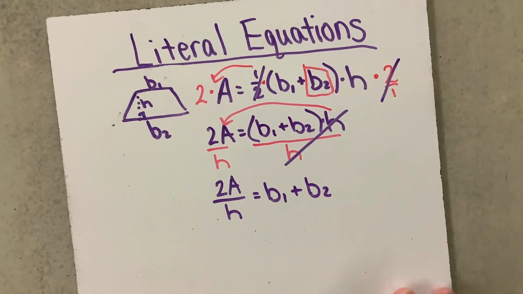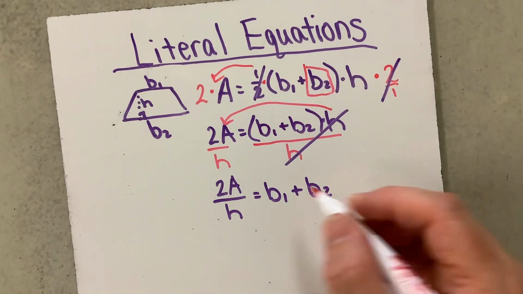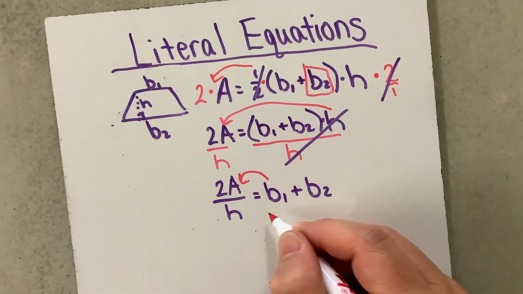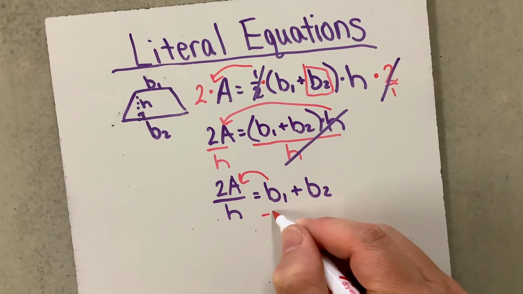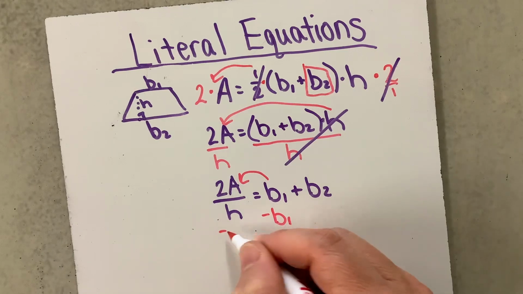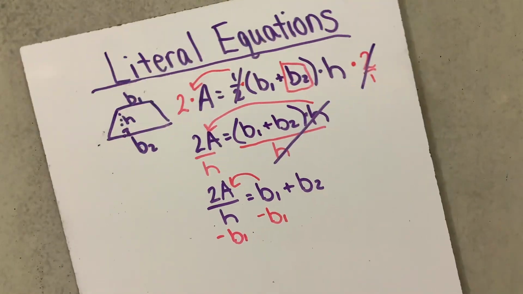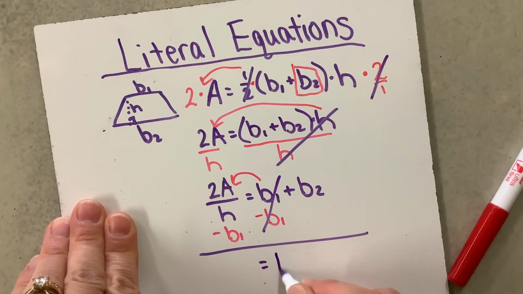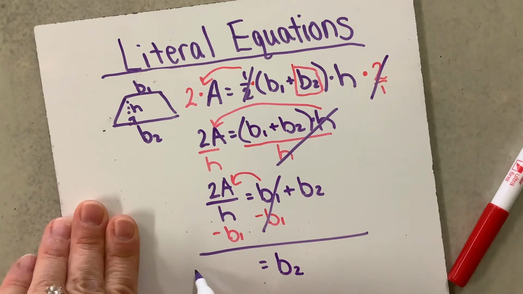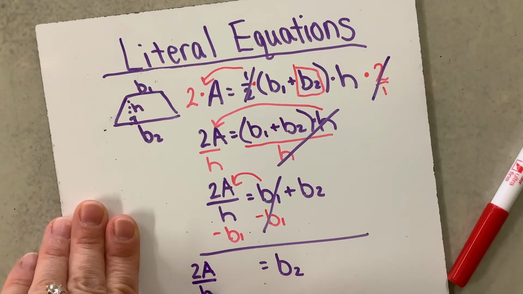Okay, now we still want base 2, so we're going to bring the base 1 over. To do that, it is a positive. We're going to do the opposite. We're going to subtract the base 1 from both sides. When we do that, we're left with our base 2 equals 2 times the area divided by the height minus base 1.